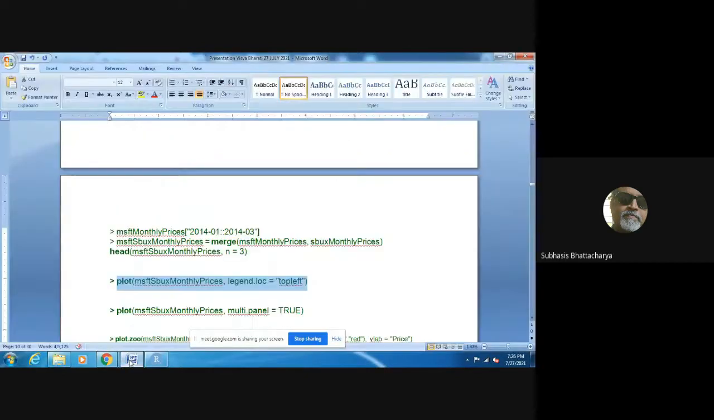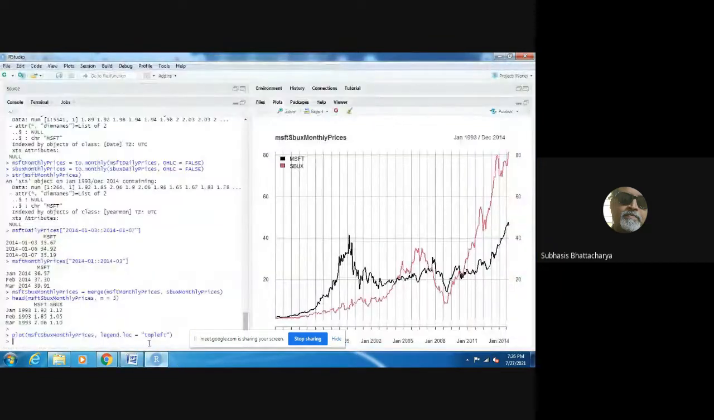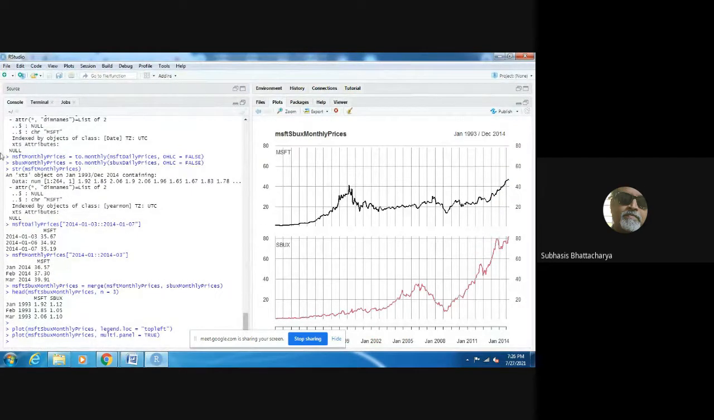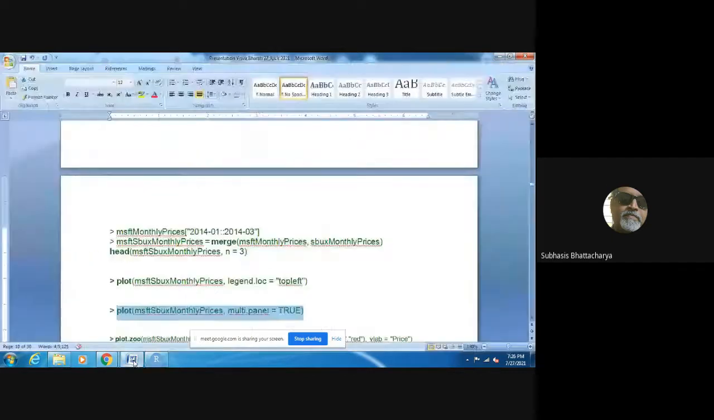Okay. So next, I want to show in different panels because these two are in the same panel. So it is multi-panel. So these are the data set of one, Microsoft is in the black and the Starbucks in the red.